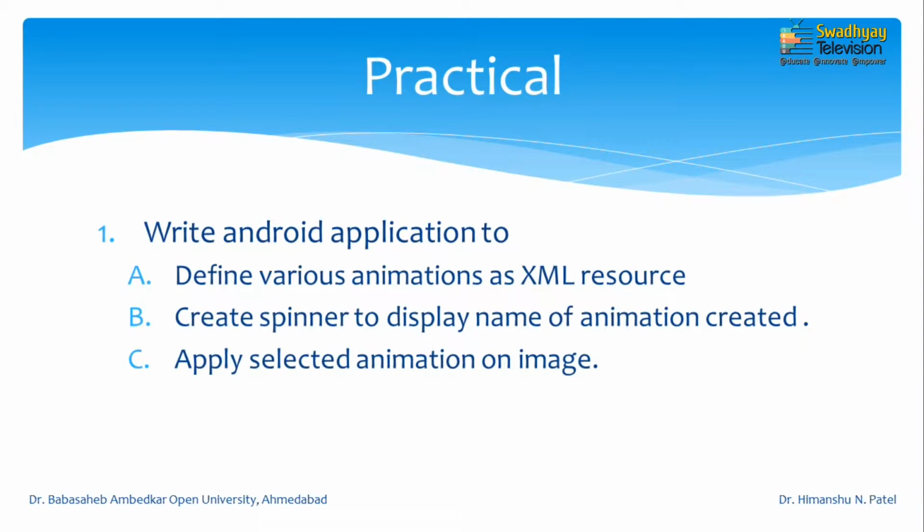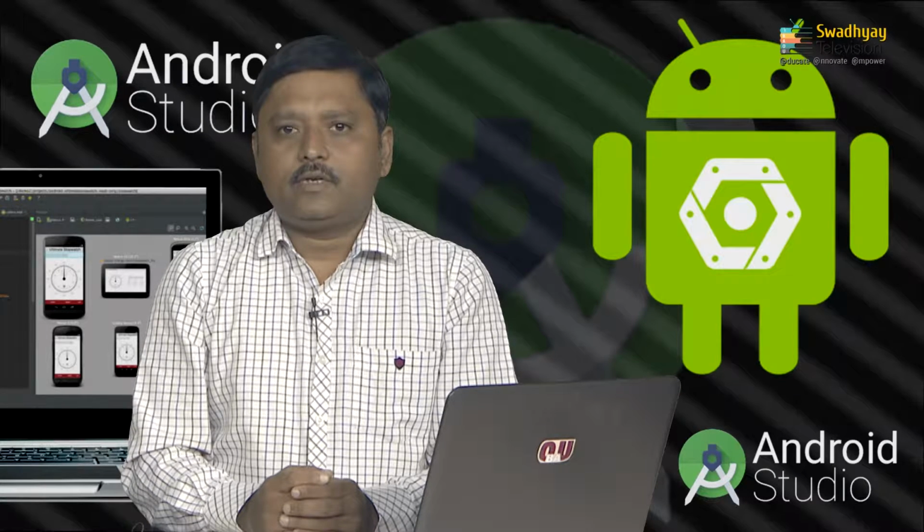Today we will learn one practical application. We write an Android application to define various animations as XML resources, create a spinner to display names of animations created, and finally we apply the selected animation on an image. So, let us start.